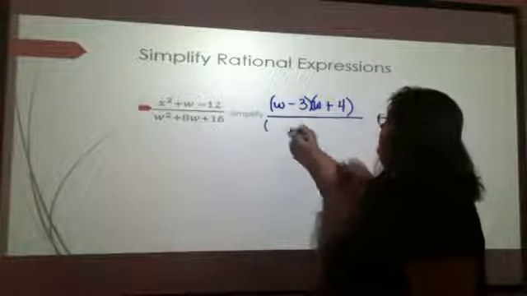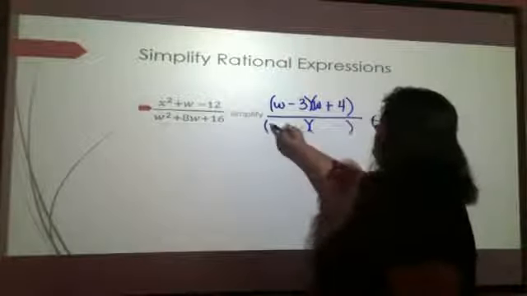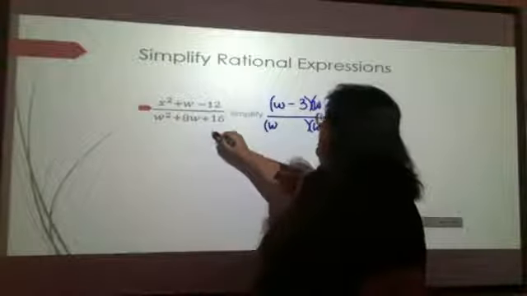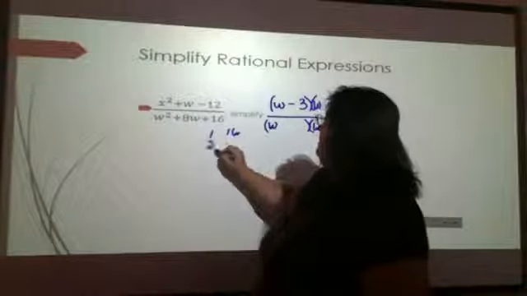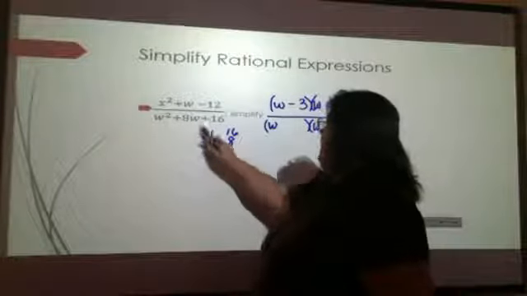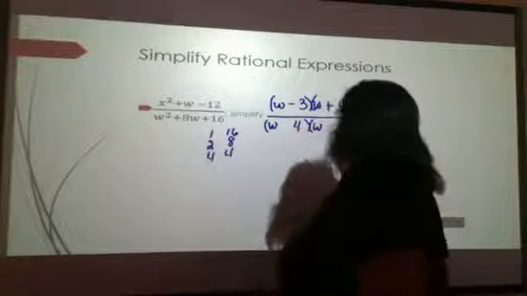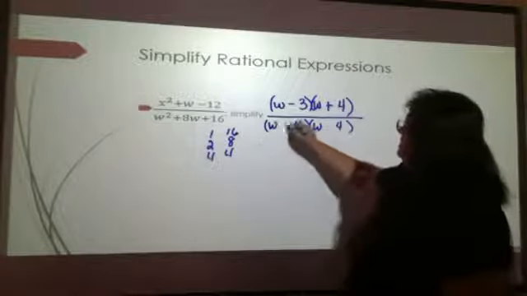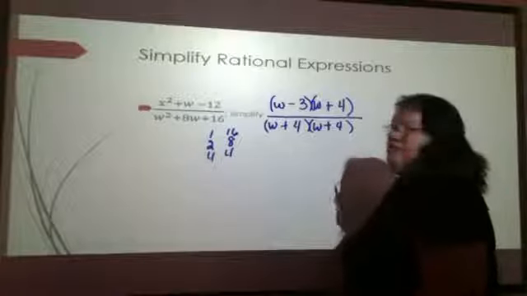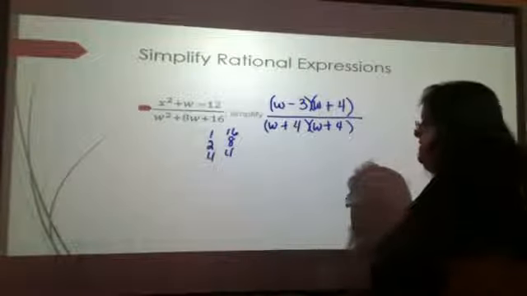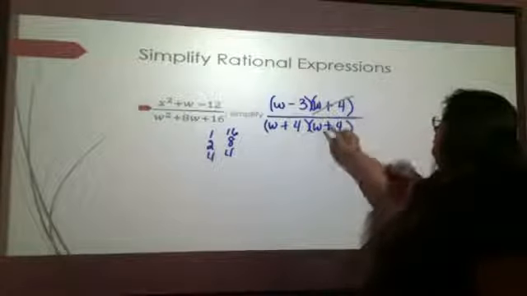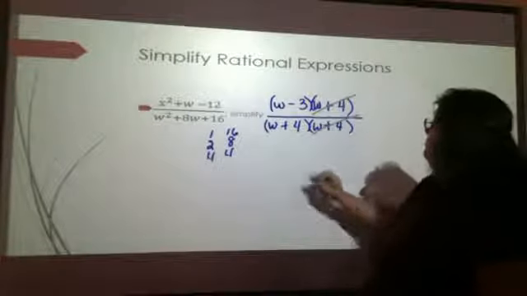All right, let's look at the bottom. W and W. I have some choices on 16. I have 1 and 16, 2 and 8, 4 and 4. The ones that are going to add up to 8, is that 4 and 4? And everybody's positive, so that makes my sign choice a little easier. And now I've got all the things factored, and I can look to see, is there anything that's the same from top to bottom? W plus 4 cancels with W plus 4.